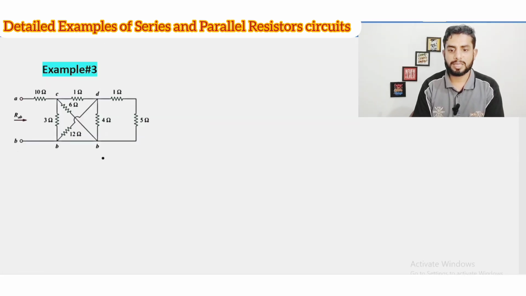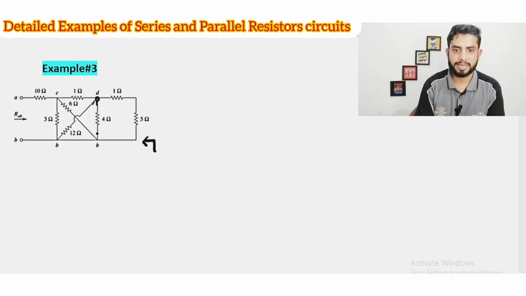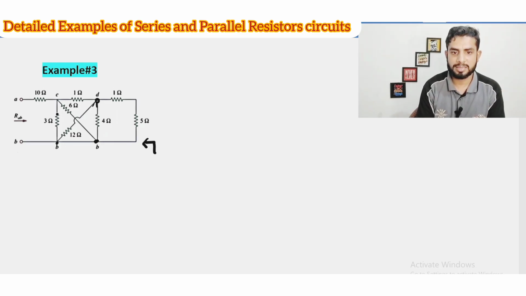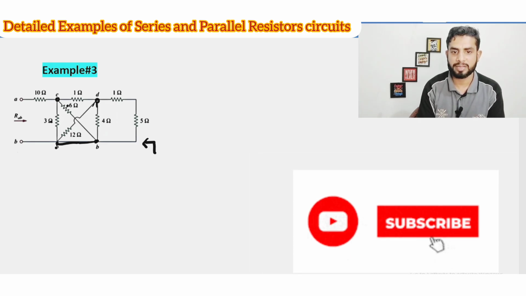For example number 3, we will solve this circuit. We have first to identify which resistors are in series and which are in parallel, and after that we will solve by the look back method. See here, 12 and 4 resistors. These have one common terminal here, and the second terminal here, and 6 and 3. Look at 6 and 3, their starting point is common and their ending point, the ending point of 3 and of 6, is also common. It means 6 and 3 are in parallel and 12 and 4 are in parallel.